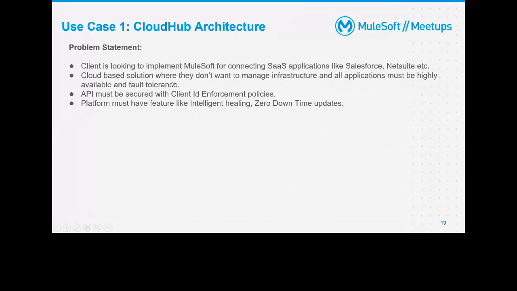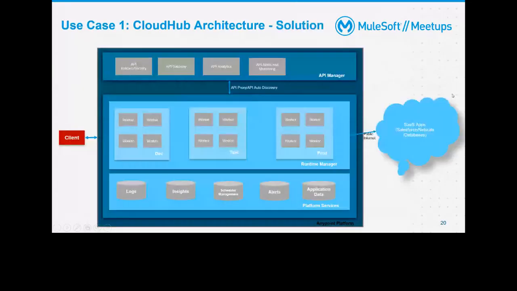I have done some discovery sessions with my customer, and he has this particular request, so I come up with this architecture. Generally, I will definitely use API Manager for applying the client ID enforcement policy. Then I will have multiple environments: dev, test, and prod. By default, Runtime Manager can connect to any application which is available over the internet. We don't have to set up a VPC, VPN, or dedicated load balancer. This is a simple vanilla architecture. We are not doing any customization here. It's a simple architecture. Let's go with a more complex use case.